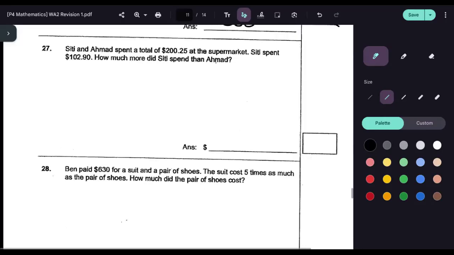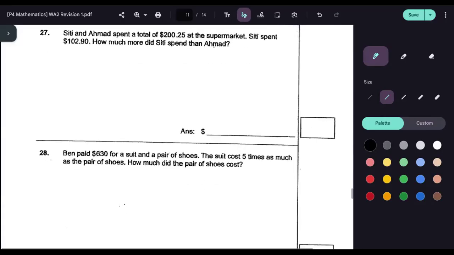Okay, next one. Siti and Ahmad spent a total of $200.25 at the supermarket. Siti spent $102.90. Okay, so first things first, minus 102.90 should be $97.35.